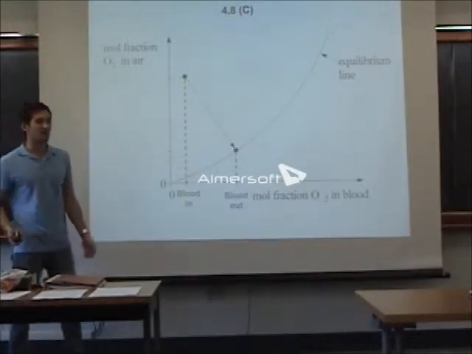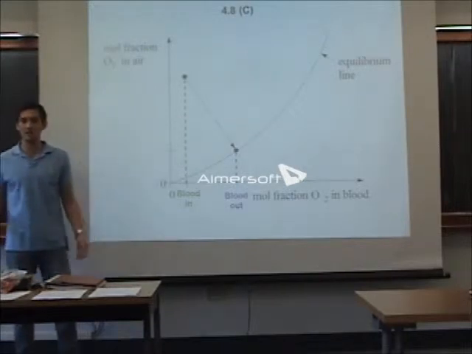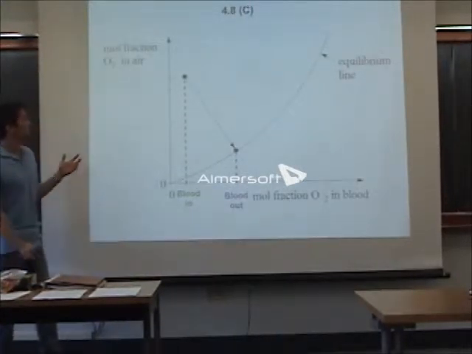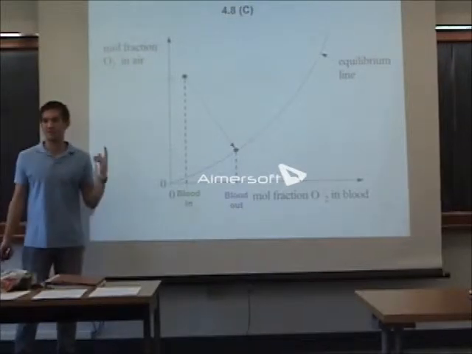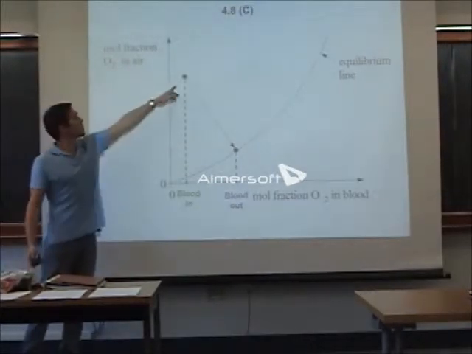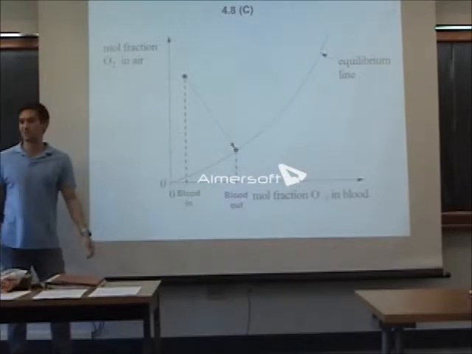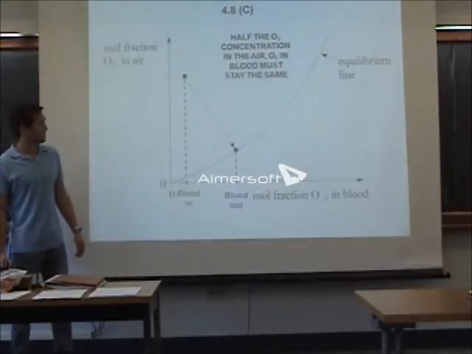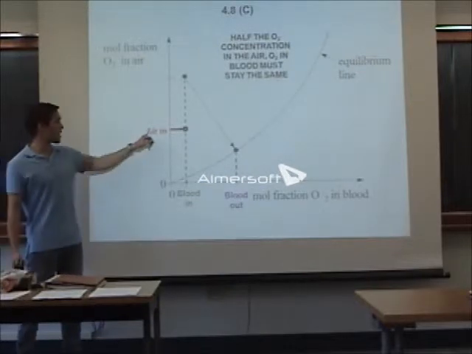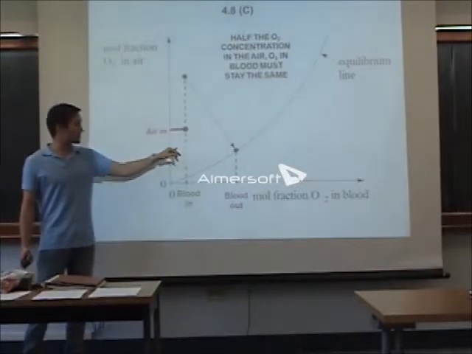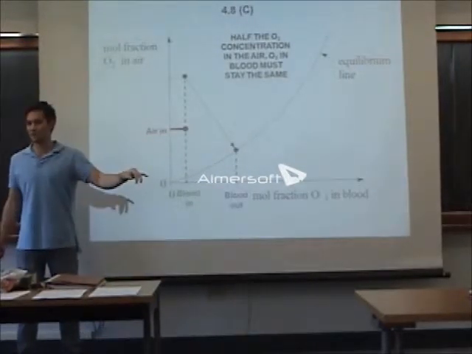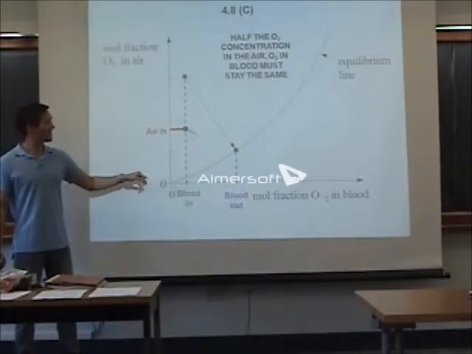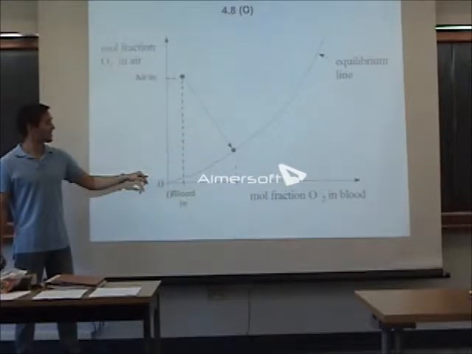So part C, no vampires. Now you're an alien, you're in a foreign atmosphere, and there's half the oxygen in air. What's going to happen? Anyone tell me? Where's this point going to go? Yep. It's halfway from 0 to that point. Exactly. So your new air ends here. So then what happens to the slope of the line, to L over V? It's going to be around a fourth of what it used to be.